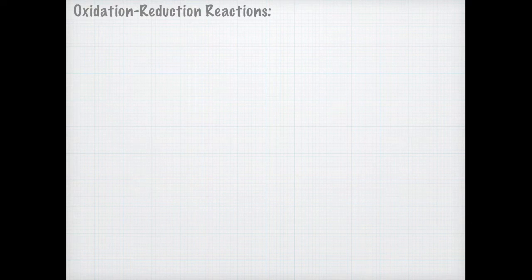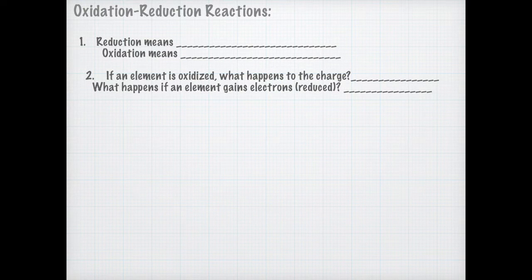Another name for single replacement reactions is oxidation-reduction reactions. So what exactly are those? Well, reduction means the gain of electrons, while oxidation is the loss of electrons. An easy way of remembering that is OIL RIG. So if you think about it, if an element is oxidized, that means it loses electrons, so its charge is going to become more positive. If an element is reduced because it's gaining electrons, it's going to become more negatively charged.